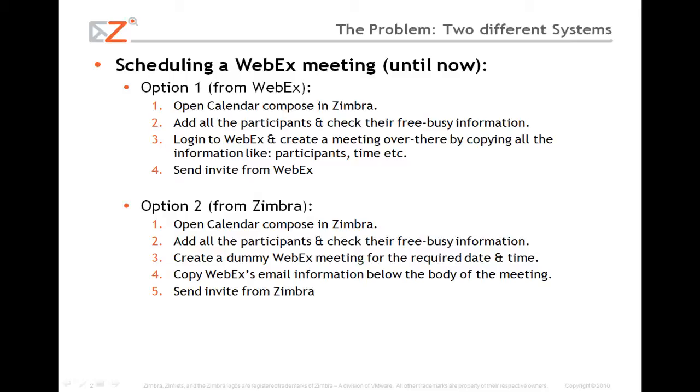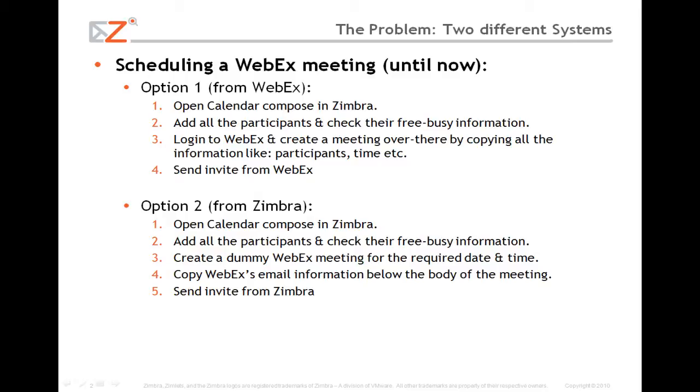The first option is you open a Calendar Compose in Zimbra and add all the participants and check their free busy information and then figure out exactly when they are available, and then go to WebEx and create a meeting for that free busy information and also copy all the participants and ultimately send invite from WebEx.